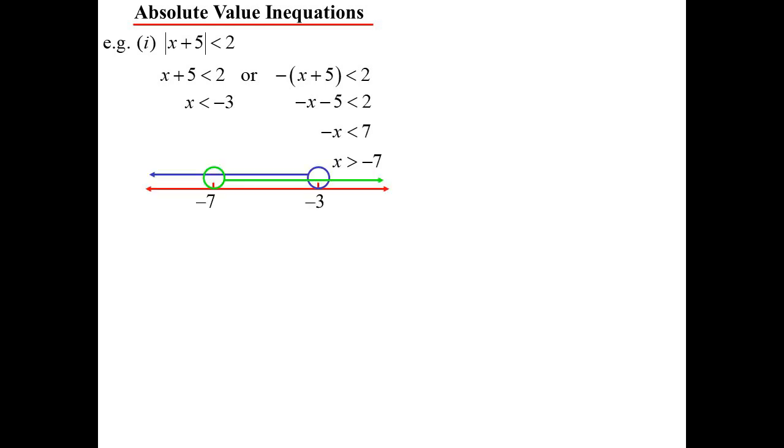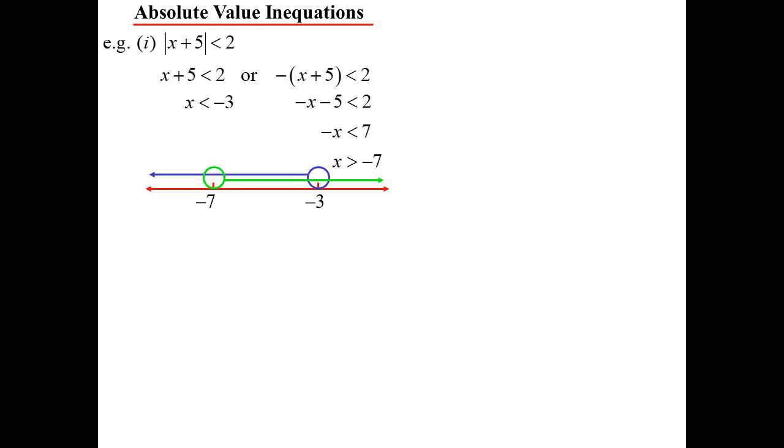Absolute value inequation. Absolute value of x plus 5 is less than 2. This is where using the definition is good, because it's either x plus 5 is less than 2 or the negative of x plus 5 is less than 2. On the left hand side, I get x is less than negative 3. On the right hand side, a little bit more work to do there, but I get x is greater than negative 7. So I just plot myself a solution.